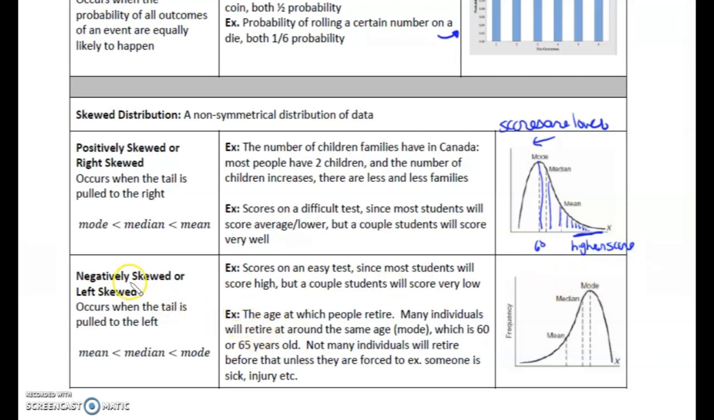Okay, and now negatively skewed or left skewed. This occurs when the tail is pulled to the left. And in order, we have mean, then median, then mode. An example of this is scores on an easy test. This hump is going to occur because most scores are going to be very high, let's just say 90%. But scores less than 90% on an easy test won't occur very often.